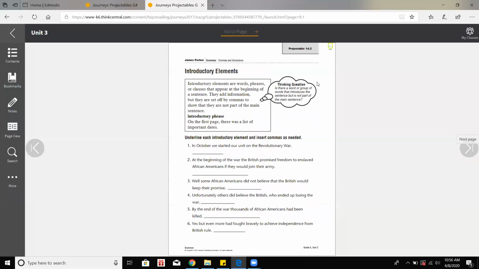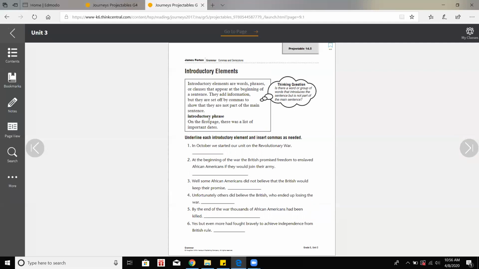Now, what if you have what you call introductory elements? Okay, so when you say introductory elements, they add information to your sentence. They are set off by commas to show that they are not part of the main idea of your sentence or the main sentence itself, the main clause. Okay, so you have to be good at understanding the meaning of your sentence, so you will know where to put the commas properly.